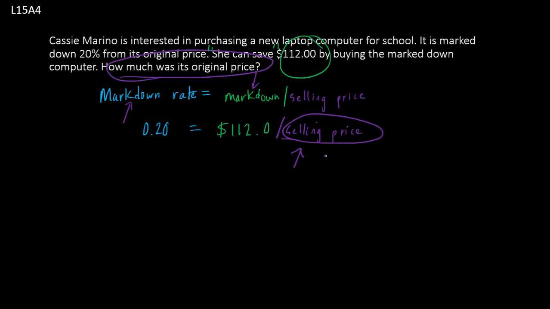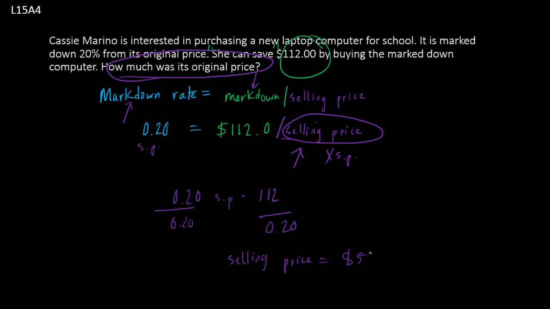So by doing a little bit of algebra, I'll multiply each side of the equation by selling price. That gives me 0.20 selling price is equal to 112. I divide both sides by 0.20. I find that my selling price is equal to $560.